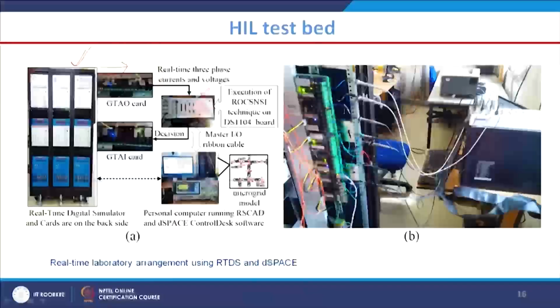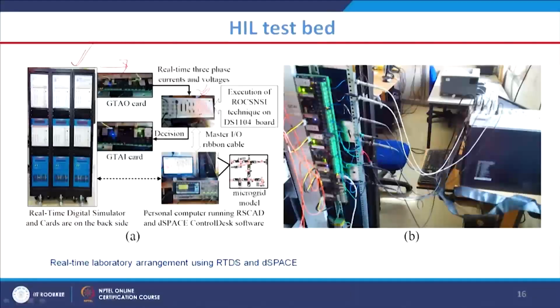Through this analog output card we will take the analog signal to the DSpace, and inside the DSpace our algorithm is running. The rate of change of superimposed impedance based technique is coded inside this DSpace. DSpace works in the medium of MATLAB. MATLAB 2013a software is used, and the codes are written and embedded. Using the analog voltage and current signals, it will calculate the rate of change of superimposed negative sequence impedance, and the corresponding decision is fed back to the RTDS through the GTAI card.